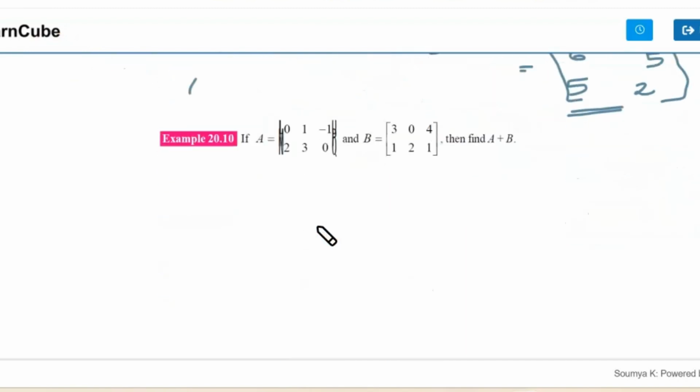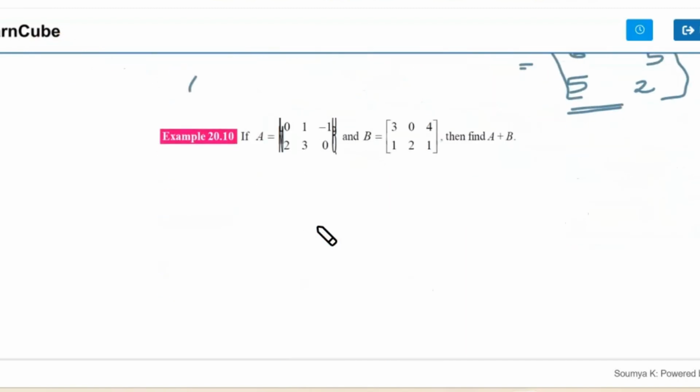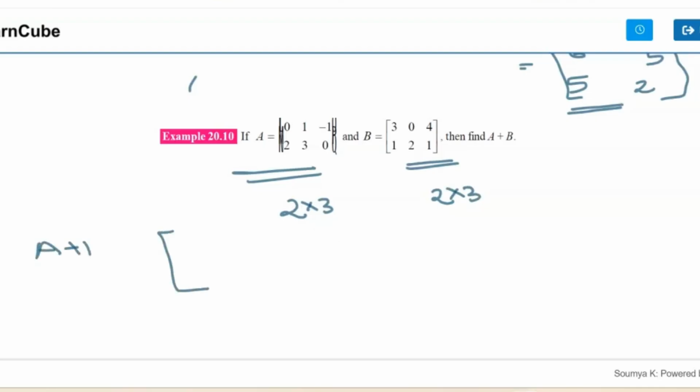Let's move on to the next question, that is 20.10. Now let's see what it is. The first matrix is given, the second matrix is given. Its order is 2 rows and 3 columns, and the B matrix is also 2 rows and 3 columns. Since they are of the same order, we can find A plus B easily. Corresponding elements go as a sum.